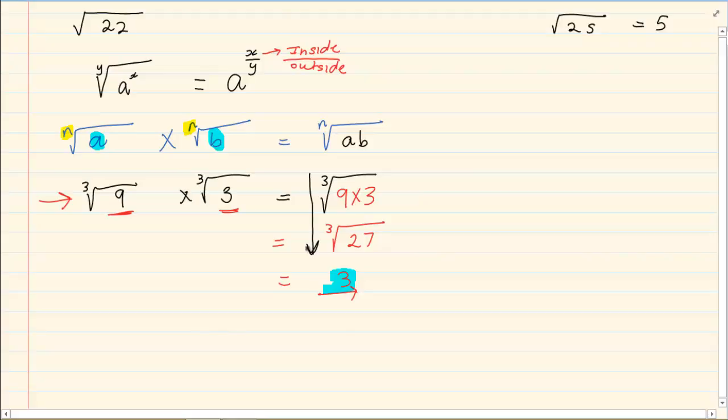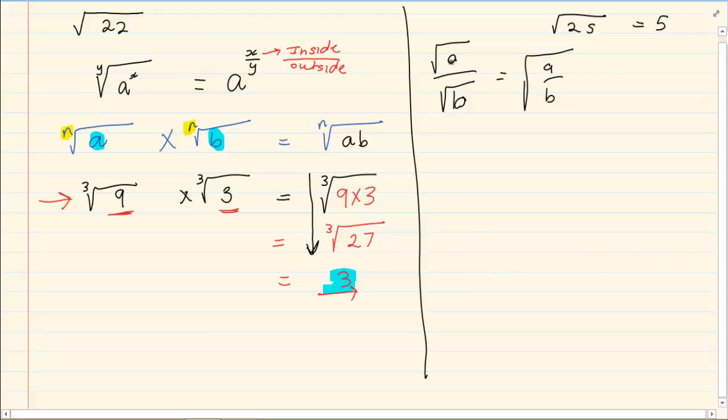Right. Let us do the second rule. The second rule says, if you have the root of A over the root of B, provided they are the same roots, so both of them would be square roots or both of them would be cube roots, then you can put it under one fraction. Remember, the emphasis is that the roots must be the same. You can't have a 5 outside of one and a 3 outside another one and join it. They have to be the same.